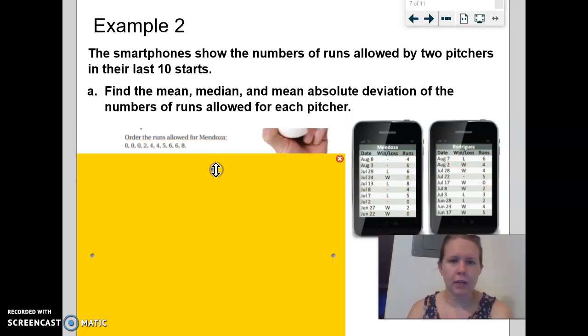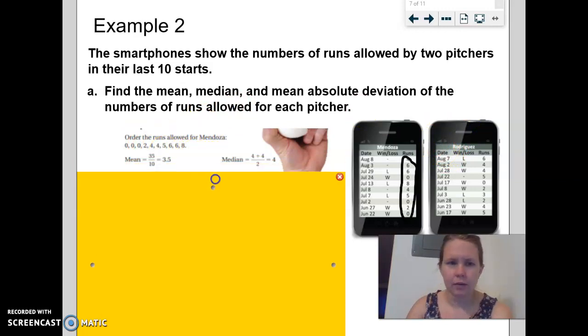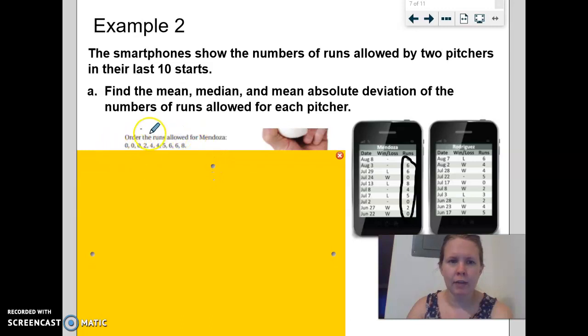So it looks like we're going to start by looking at Mendoza. They're taking a look at the run numbers, looking at these numbers over here. They ordered the numbers from smallest to biggest because that's going to be your easiest way to find your median, because we're finding 3 different measurements for each player here. So they're going to start by finding their mean as well as their median. Remember, your mean is adding everything up and then dividing by the amount there is. There are 10 sets of data, so they're going to add all these and divide by 10.